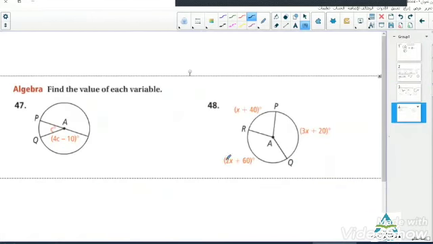Move to the next page. I need you to go to, I think, the third page, number 47. Okay, Ahmed, now listen to me. The question here: find the value of each variable. I need to find the value of C. Help me here. The measure of this angle is 4C minus 10, and the small angle here is C. How can I solve it?